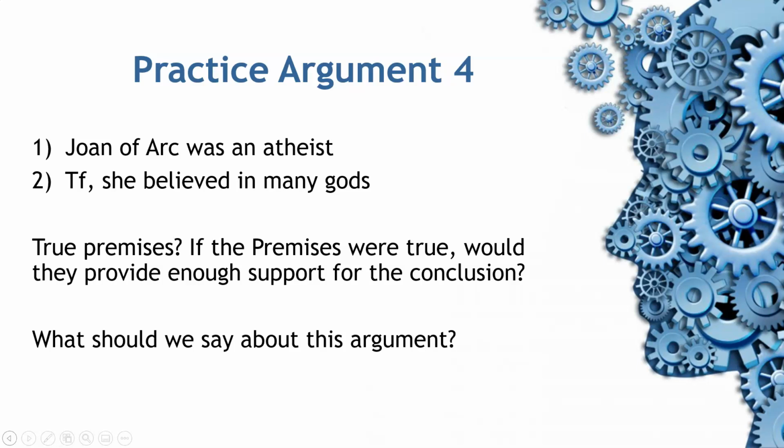But then we have to ask the second question. If the premise was true, would it provide enough support for the conclusion? If she was an atheist, would she have believed in many gods? The answer to that is no. If somebody's an atheist, they believe in no gods. If she was a polytheist, then she would believe in many gods. So the premise is false. Not only that, even if it was true, it would not provide enough support for the conclusion. So what should we say about this argument? It's bad. It's really bad. It fails both of our tests, and it should be rejected.